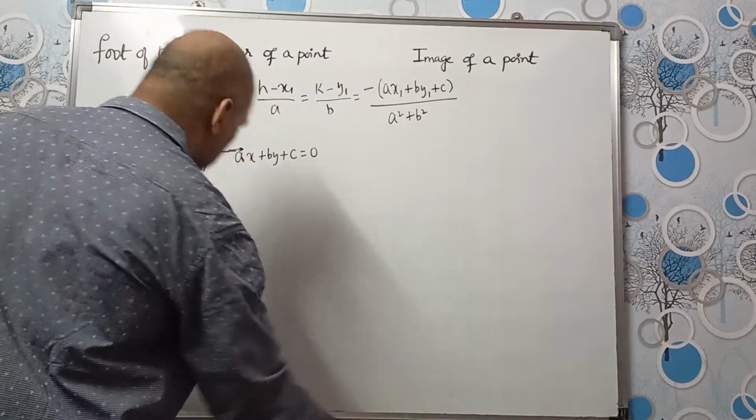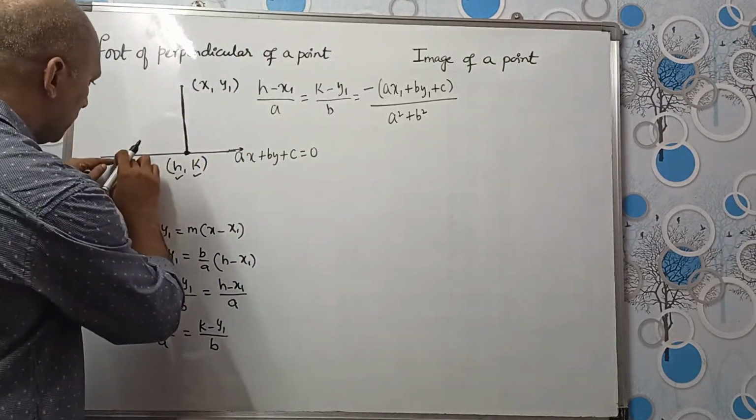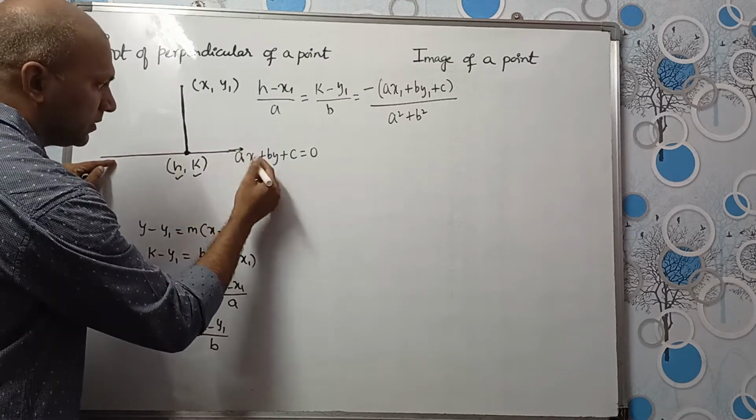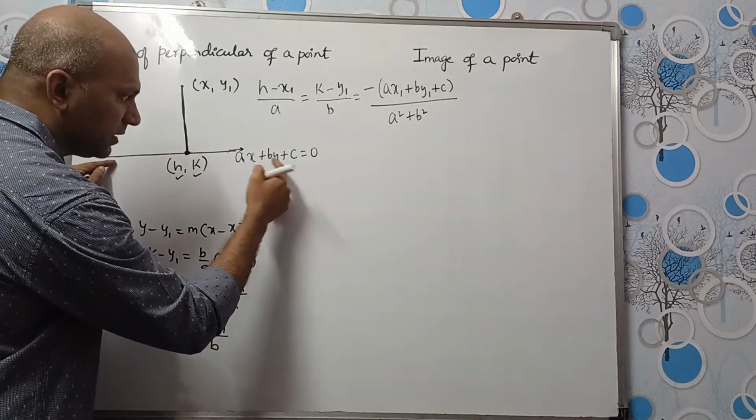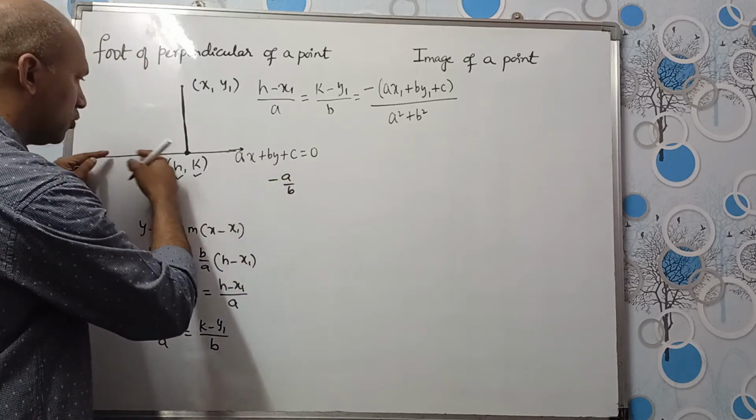Let me revise what we did. We know the slope of this line: coefficient of x divided by coefficient of y with minus sign. So minus a by b is the slope of this line.